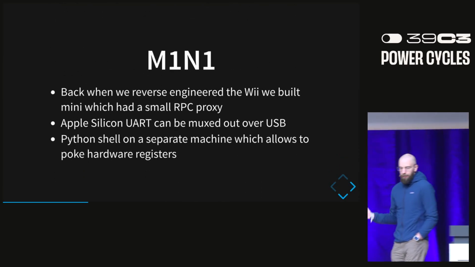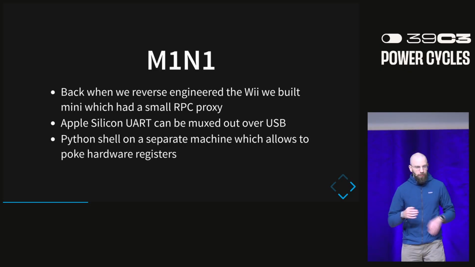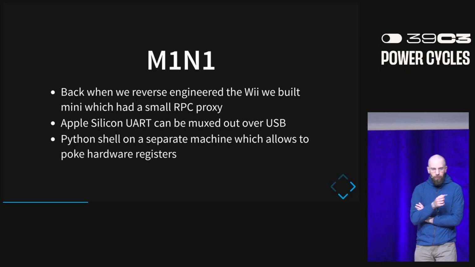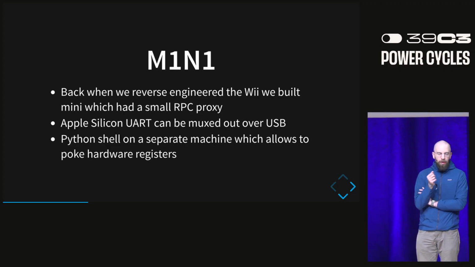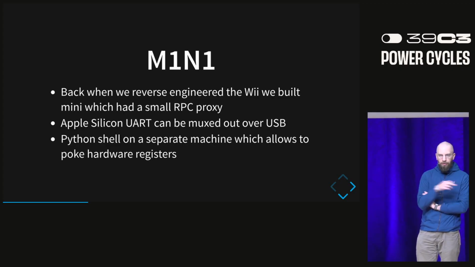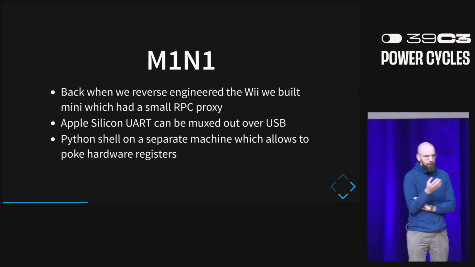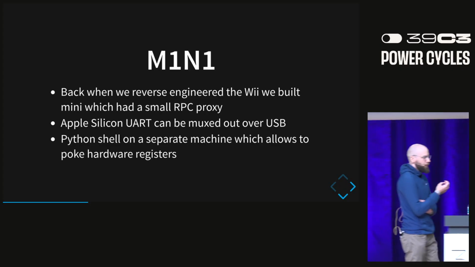And we've all met back then from console hacking, and back on the Wii was the first time we used this. We built something called Mini, which is a small, standalone, freestanding C application that provides a small proxy over UART. And on Apple Silicon, you can find this UART over some of the USB pins. So you have a hardware UART, and this way you get a Python shell on a separate machine, which allows you to poke and play with hardware registers.